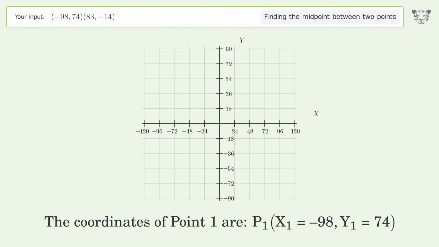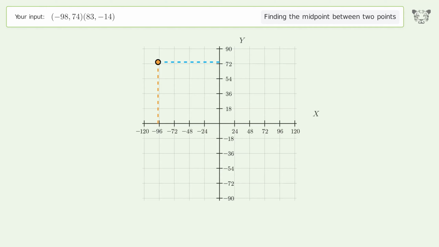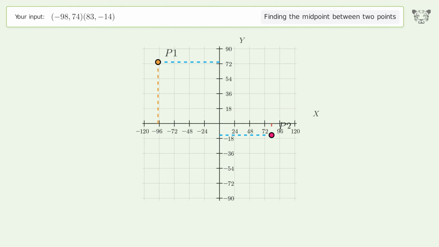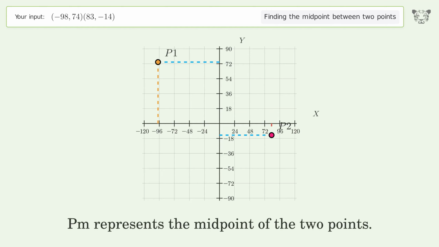The coordinates of point 1 are, x1 equals negative 98, y1 equals 74. The coordinates of point 2 are, x2 equals 83, y2 equals negative 14. PM represents the midpoint of the 2 points.